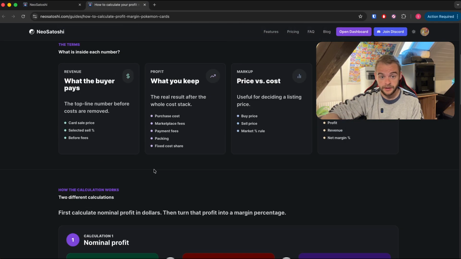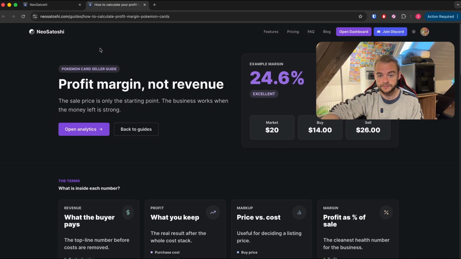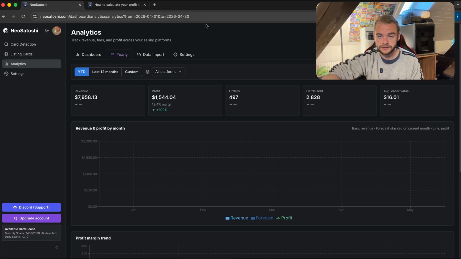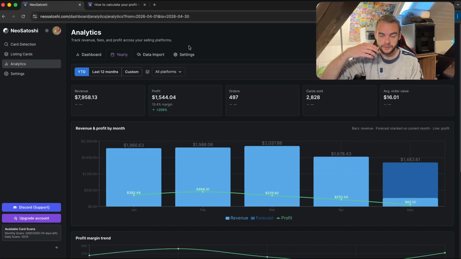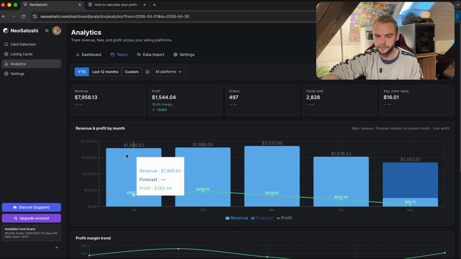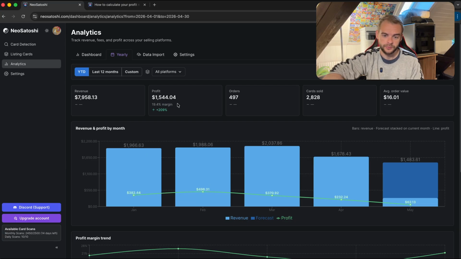And now let's see my numbers, or my profit margin, on my selling business. Here I have the site where I track all my sales. I sell on CardTrader, on Cardmarket, on Ricardo, which is similar to eBay, and also on my own Shopify store. This is for the months January up to May right now. And as we can see here, my total profit margin for this year is 19.4% right now.